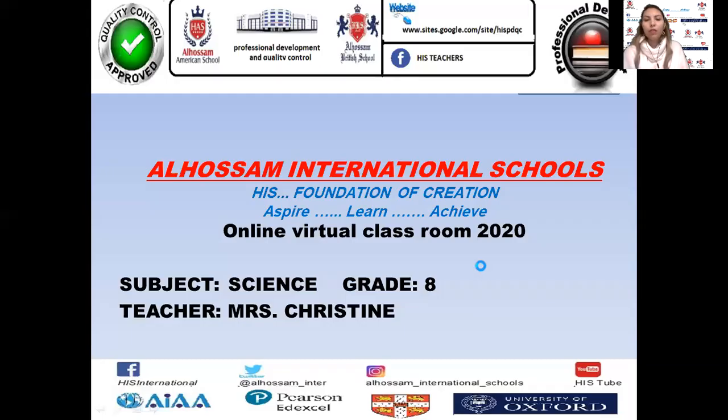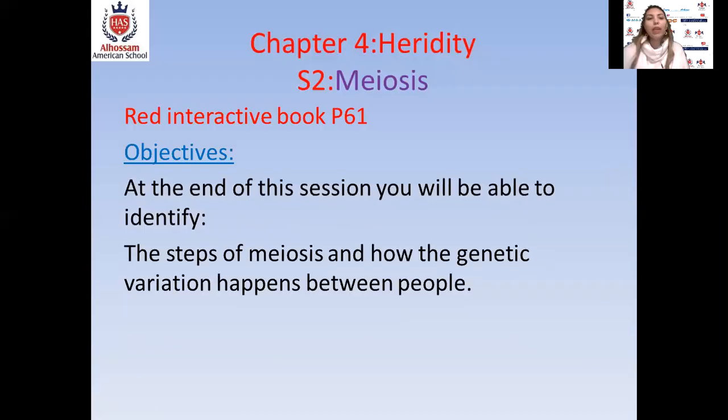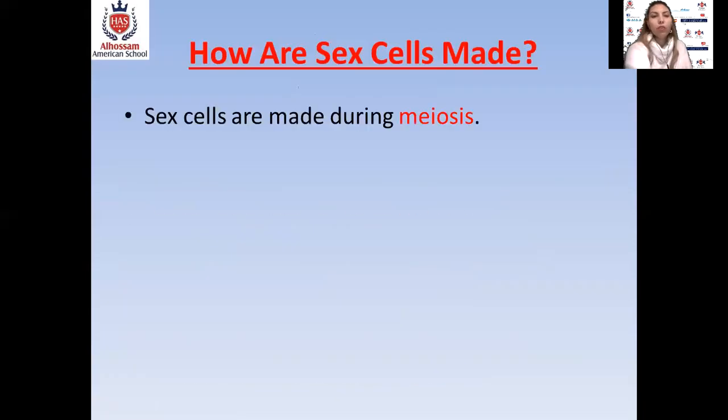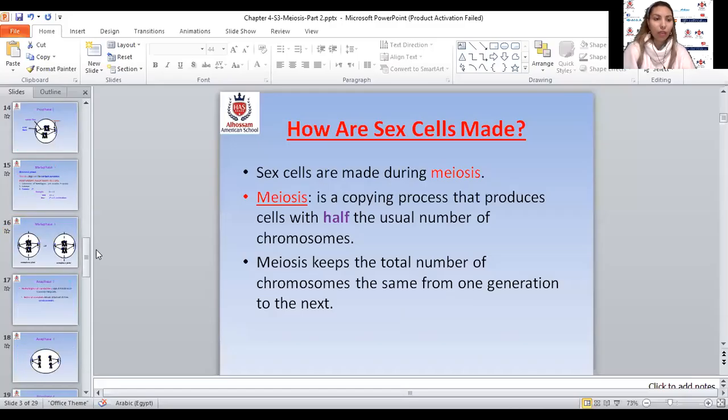Okay, so we talked last session about the steps of meiosis, and we'll revise it again. At the end of the session, we'll be able to know the steps of meiosis and how the genetic variation happens between people by crossing over and independent assortment. So let's take each stage and revise it again.